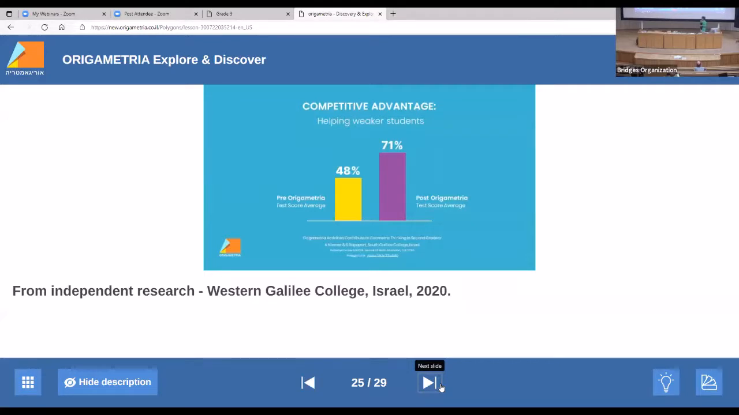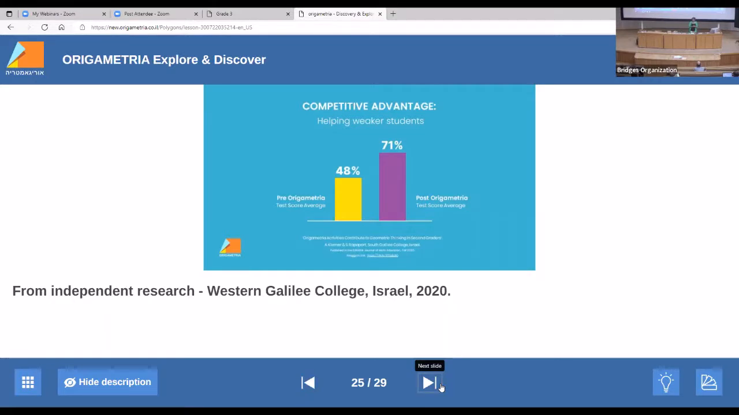So I was asked by one of the professors to go to school and teach there with her. In the beginning, she was very negative about what I'm doing with this origami, since I'm a math person. So we did teach, and she saw what happened to the students. She saw the knowledge. Then she did the research about Origametria, and she wrote a few articles about it.